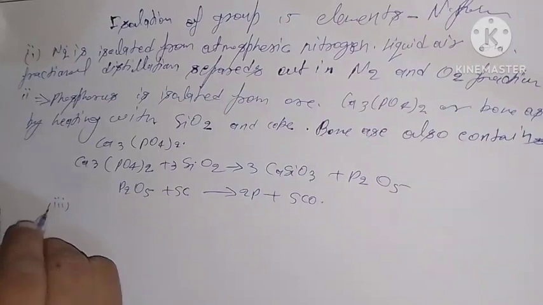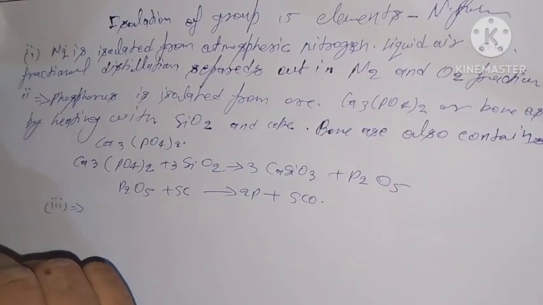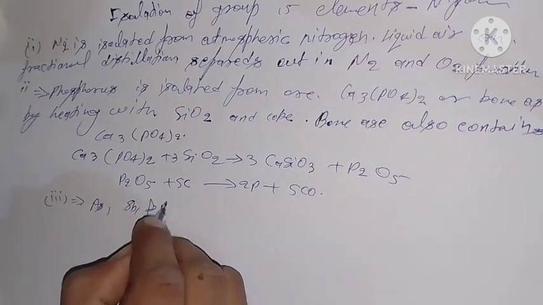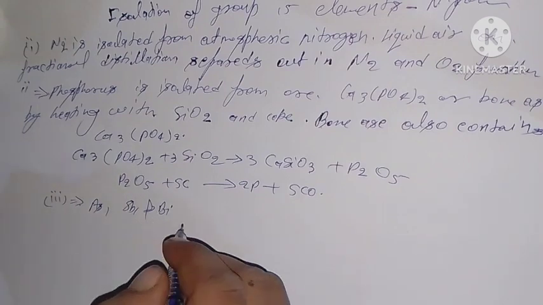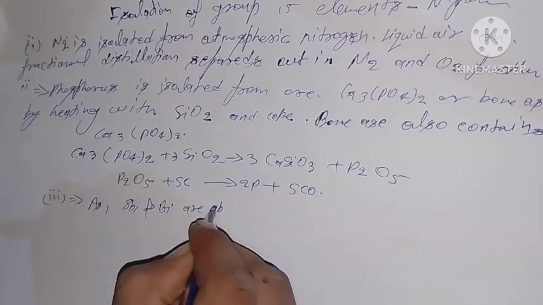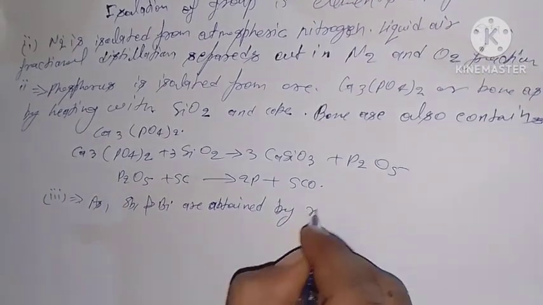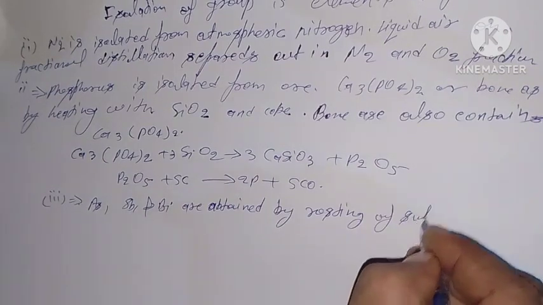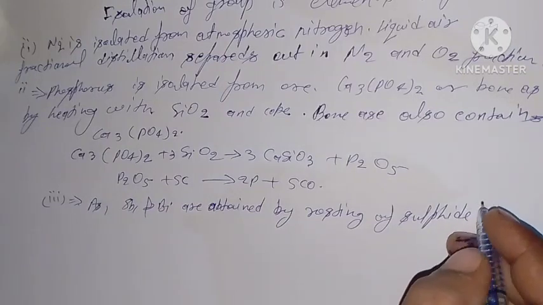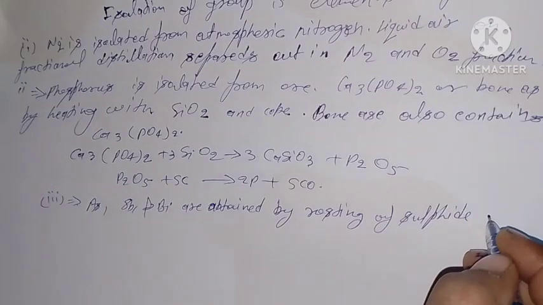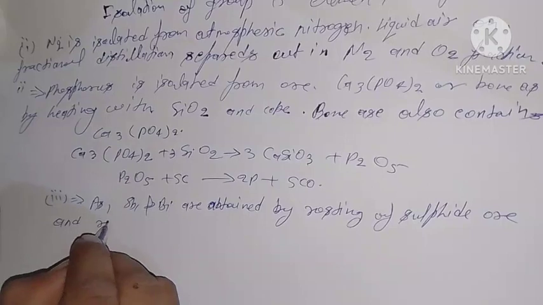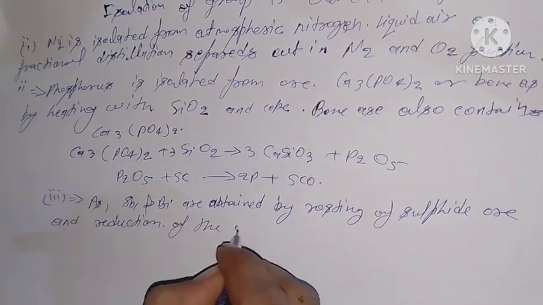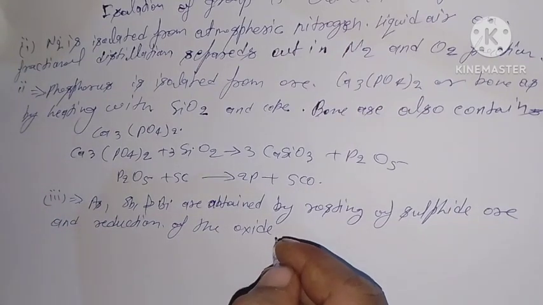Third point. Arsenic, antimony and bismuth are obtained by roasting of sulfide ore and reduction of the oxide formed by carbon.